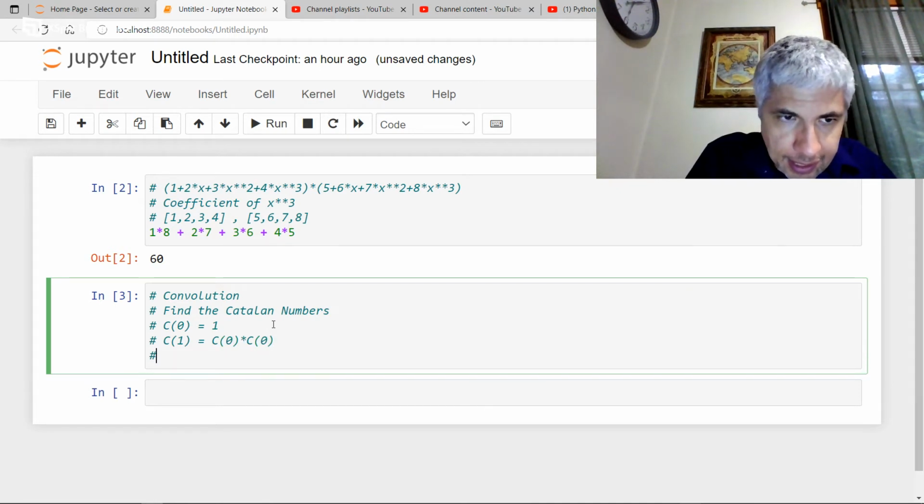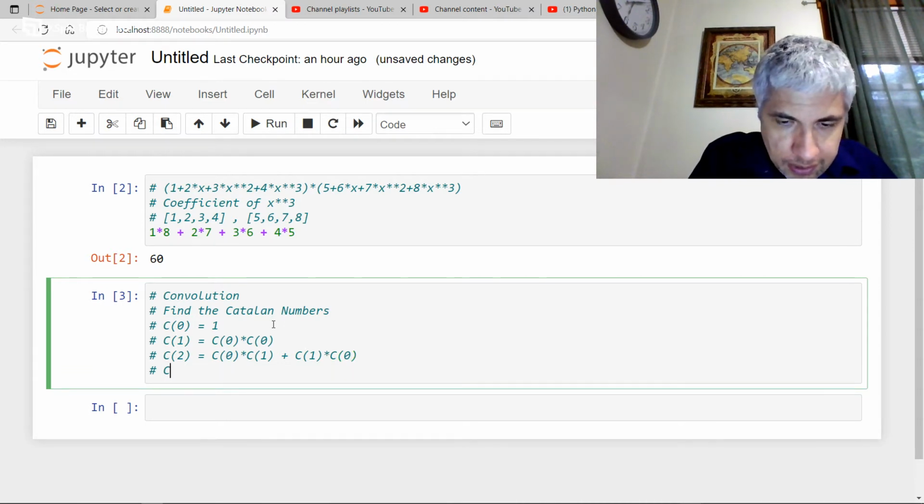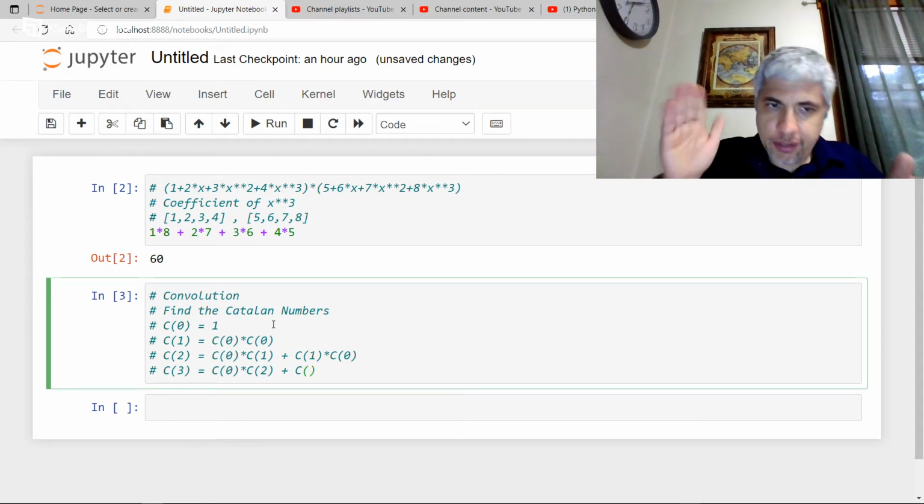And the next Catalan number is C0 times C0. And the next number after that is what I wrote there, C0 times C1 plus C1 times C0. And for C3, I'm going to start with C0, C2. You see what's happening here? Maybe you have an idea.